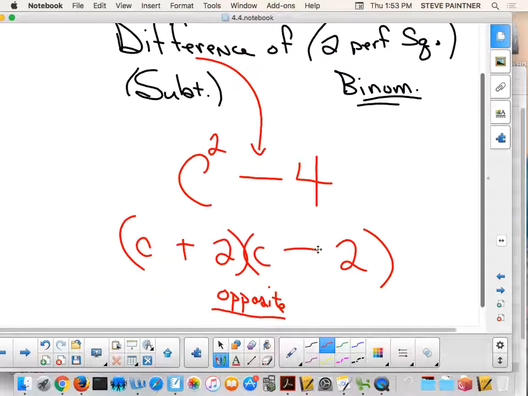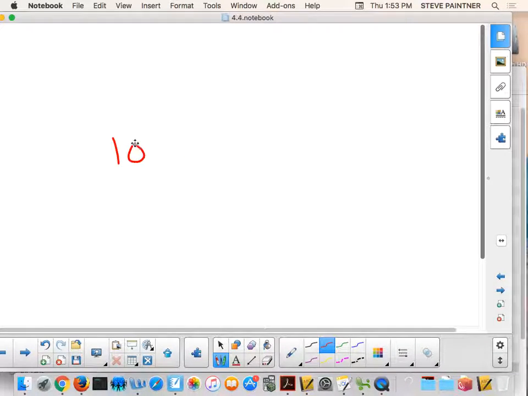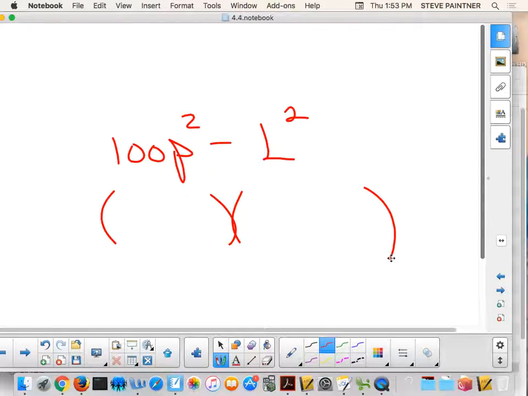Now, of course, I can make that harder on you. I can do 100p squared minus l squared. I can do that to you, but it doesn't change. Is that subtraction? Is that a perfect square? What times what? 10p times 10p. What here? l times l. So you'd say, yeah, I have the difference of 2 perfect squares. It will be what? 10p plus l, 10p minus l.